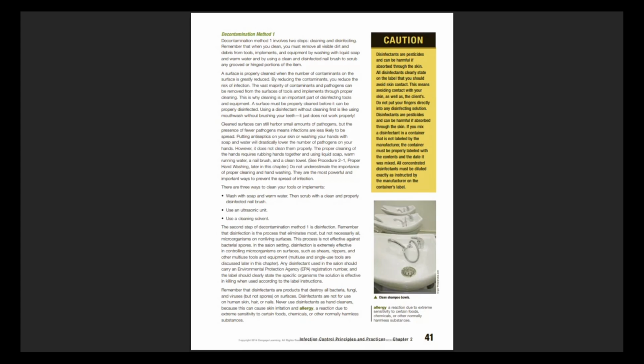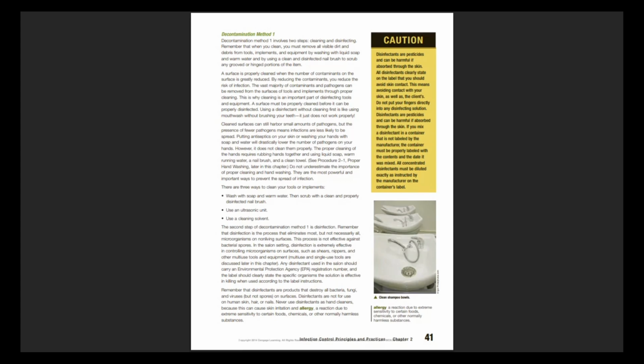The vast majority of contaminants and pathogens can be removed from the surfaces of tools and implements through proper cleaning. This is why cleaning is an important part of disinfecting tools and equipment. A surface must be properly cleaned before it can be properly disinfected. Using a disinfectant without cleaning first is like using mouthwash without brushing your teeth. It just does not work properly.